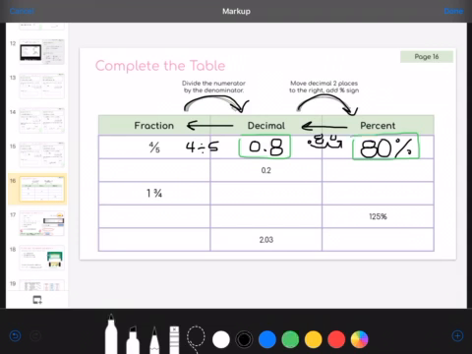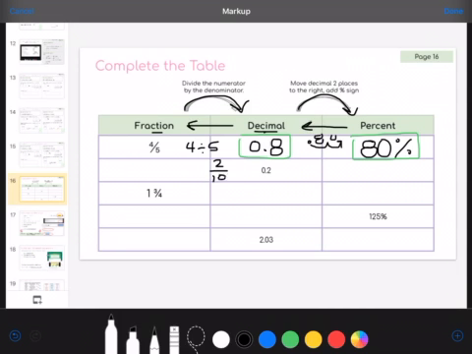Now here for the second row, I'm starting with 0.2. So I'm going to first change it to a fraction because I think that'll be easier. Remember to change a decimal to a fraction, if you need to check back in your notes, you can just look for the topic that says decimal to fraction. I need to write it over the place value. So this is 2/10.